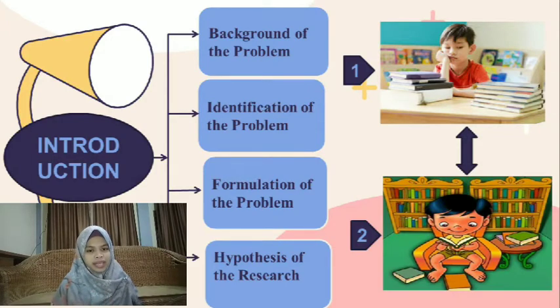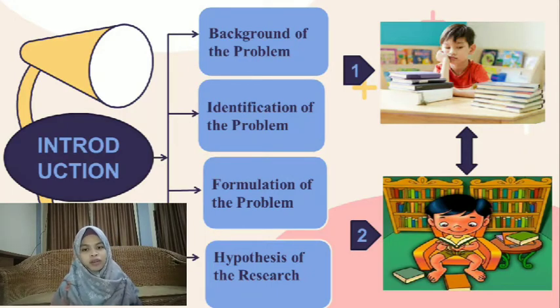The next is identification of the problem. Students have low reading interest, and the existing library in the school is not really used optimally by the students. The public library in the city is really bad, because the students have no interest in reading. If reading interest is low, the quality of education is low, so that the quality of human resources will decline.